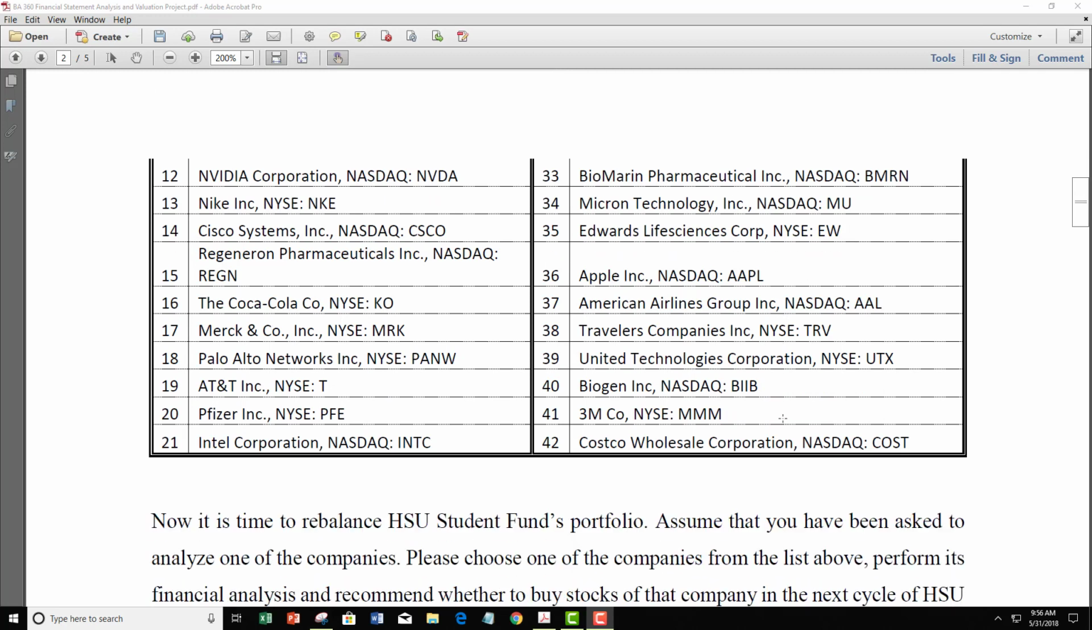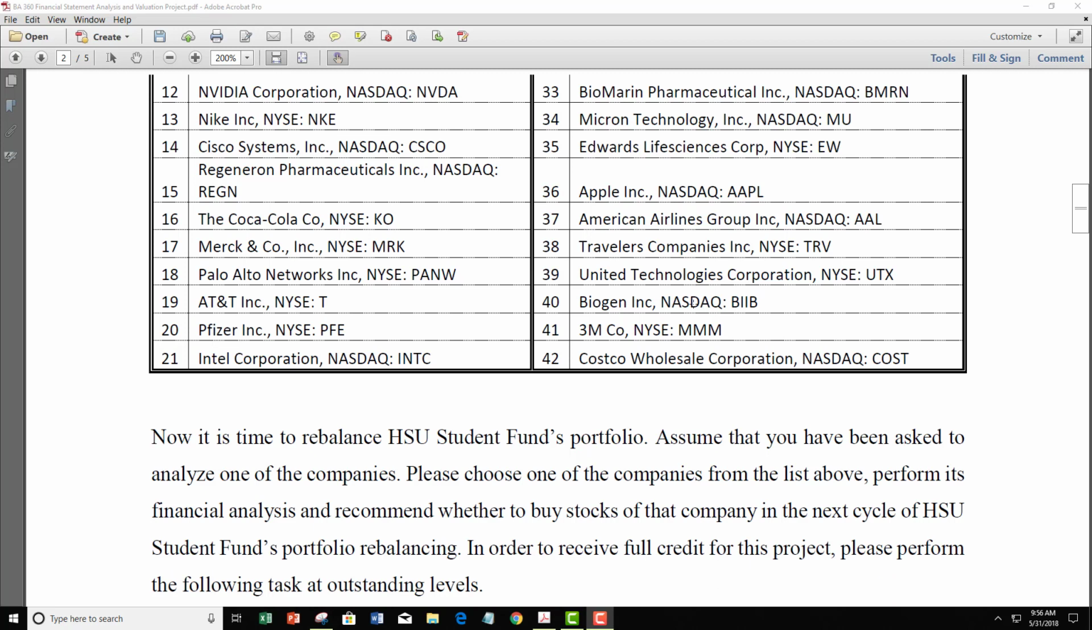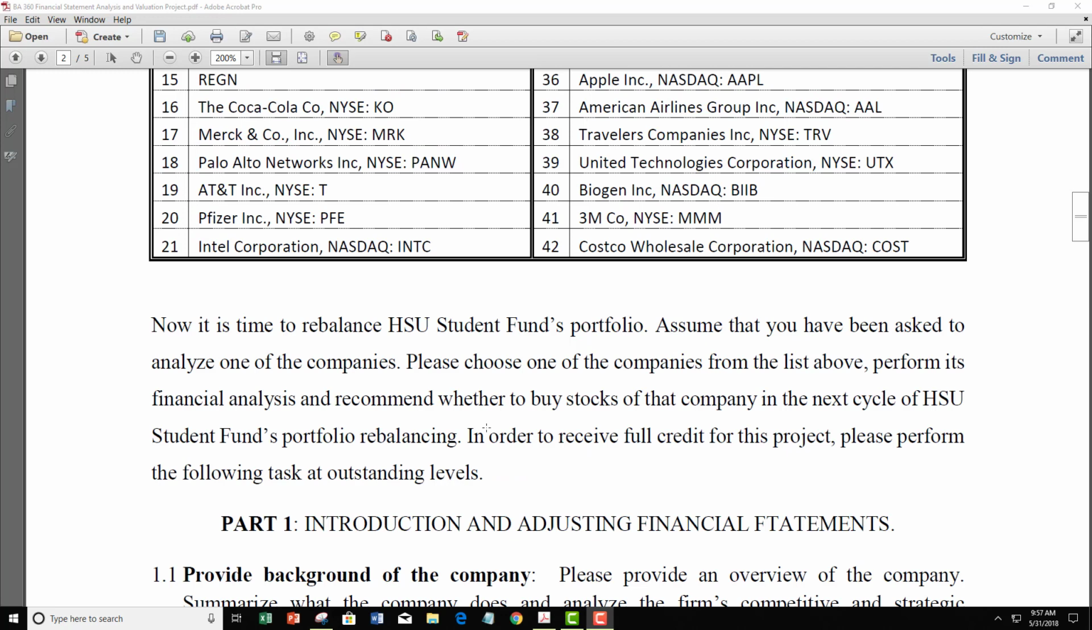Now your goal is to pick one of the companies, analyze that company, and suggest whether the HSU fund should still invest in that company or rebalance, meaning whether the HSU fund should sell the stock of that company. So in order to receive full credit for this project, please perform the following tasks at outstanding levels.